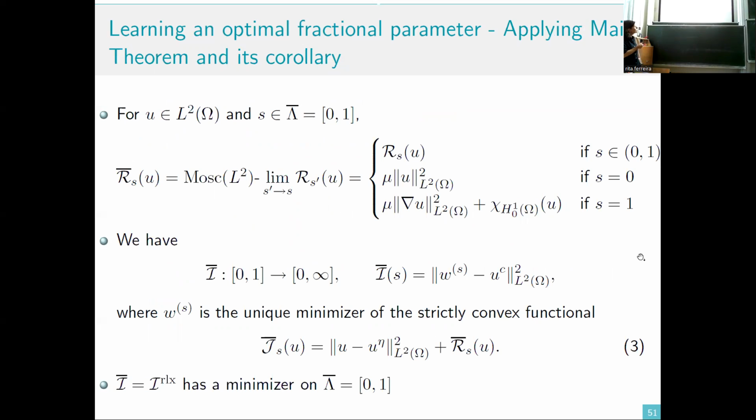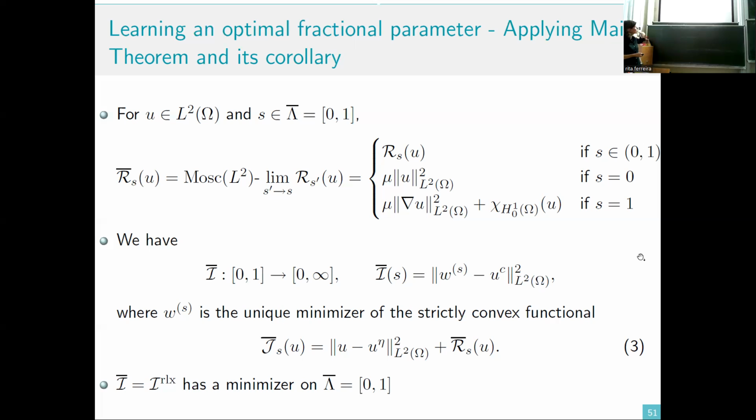Then look at what happens at the borderlines. For S equal to 0, you recover the L2 norm of u, which, in terms of imaging, is not a good regularizer, you are doing nothing. And for S equal to 1, you get the L2 norm of the gradient, which is too much regularization for images. For images, you want to allow for discontinuities. So in this case, you really want to get away from the border cases, otherwise this is not a good family to start with.